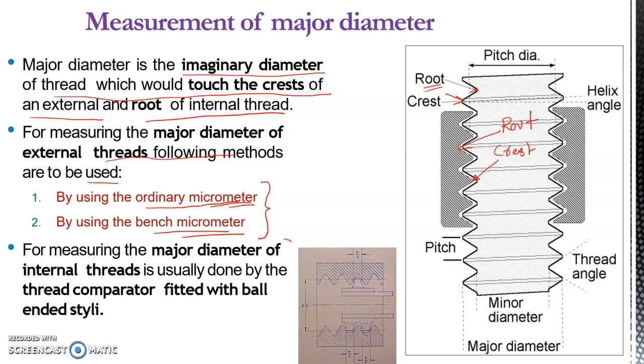And for measurement of the major diameter of an internal thread, it is very difficult. It is not as easy as measuring the major diameter of external threads. And here we are using a thread comparator fitted with ball and stylus. The picture of ball and stylus is shown here. So we are using a specially made stylus for taking the measurement of major diameter of internal thread.